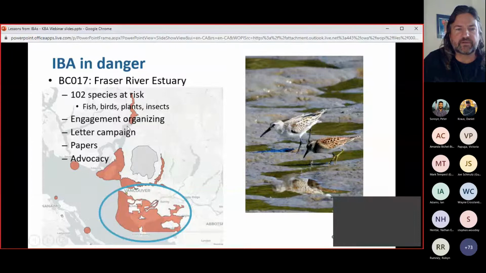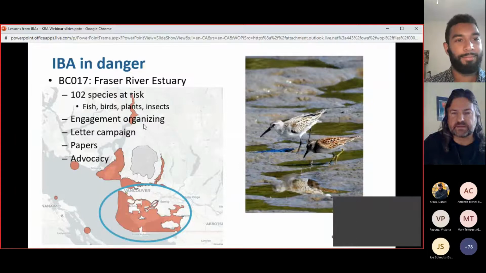And right now there is a very focused campaign going on in this area to try and work with municipal governments, provincial and federal, on conserving the lands and waters that form part of this site. And this includes advocacy, letter writing campaigns, research, citizen science, you name it. There's a ton going on in this particular site, and it's a very important one within the network.